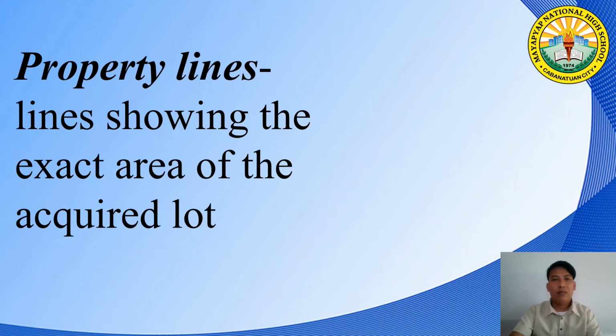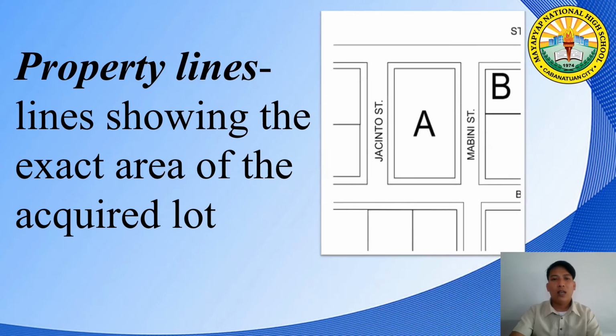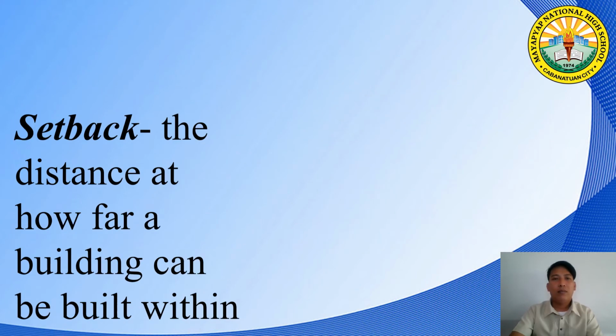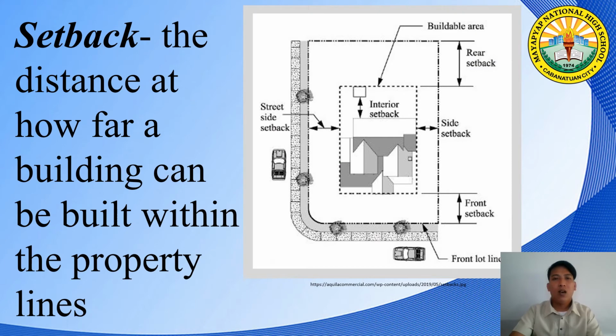Property lines. Line showing the exact area of the acquired lot. Setback. The distance at how far a building can be built within the property lines.